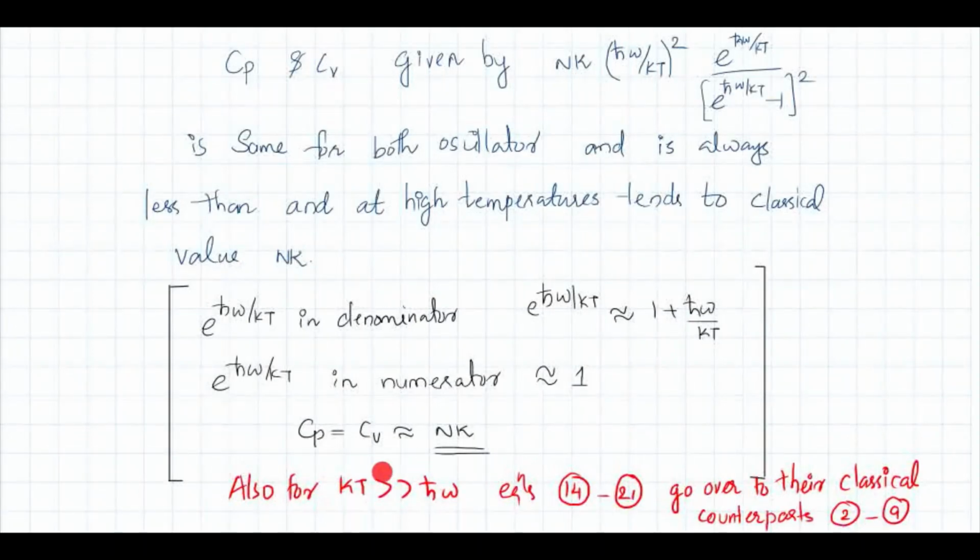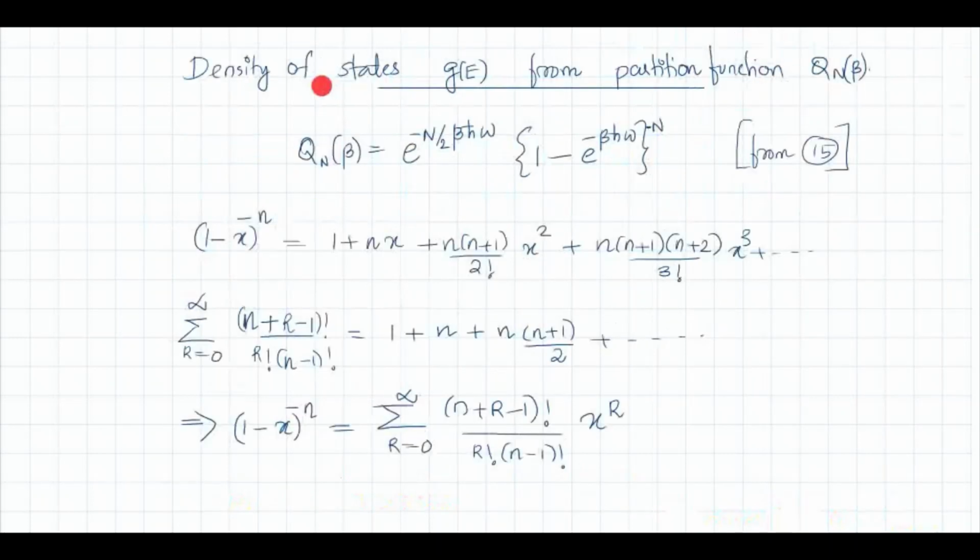for very high temperatures. Now, as we did in the case of the classical treatment, we will calculate the density of states from the partition function. There we used the Bromwich integral, but here it is a little bit simpler. So the partition function Qn of beta is e raised to minus n by 2 beta h cut omega into (1 minus e raised to minus beta h cut omega) raised to minus n.